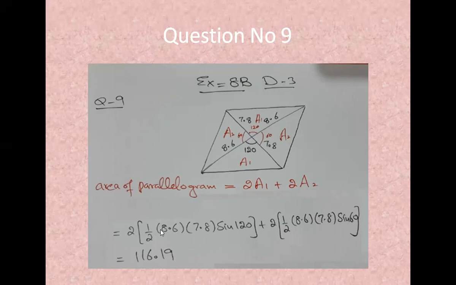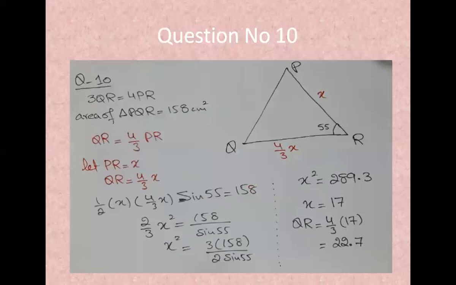So 2 times this, the 2 and 2 will be gone here, because there are 2 A1 and 2 A2 for the whole figure. So just put these values in your calculator and your final answer will be 116.19 centimeters square. So that was question number 9. Let's move to the next question.